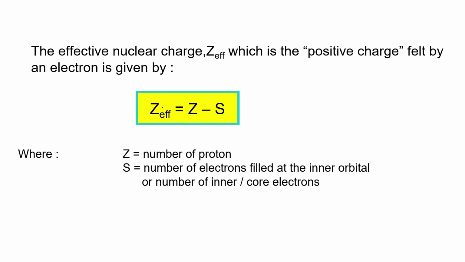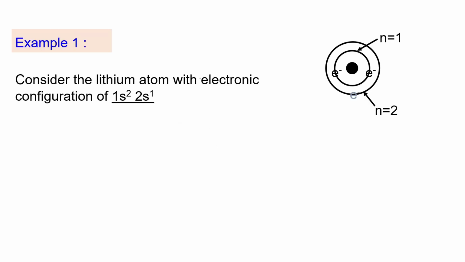So we can calculate this value of ZEFF using this formula. Remember Z is the number of protons, so this value of Z is influenced by the number of protons. We calculate using Z minus S, where Z refers to the number of protons and S refers to the number of electrons filled in the inner orbitals. For example, we have lithium, with proton number 3, 1s2, 2s1. In the first orbit we have 2 electrons moving around the nucleus, and in the second orbit we have 1 electron.